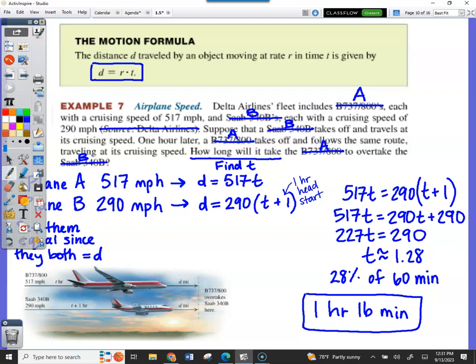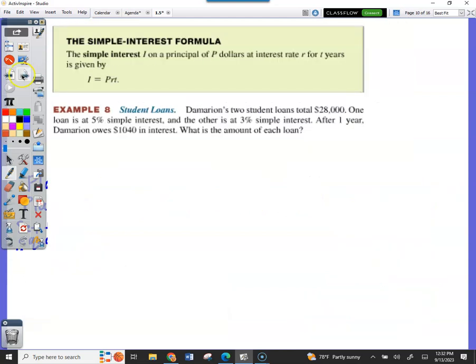But then ask yourself, which one was in the air longer? If I say plane B took off, and then I say plane A took off an hour earlier, which one's been in the air longer? A. A's been in the air longer, so A would be the one you would add the extra hour to. You see what I mean? So be careful when you're reading that, because it happens in your MyMathLab. Number 7. All right? Go to this slide.